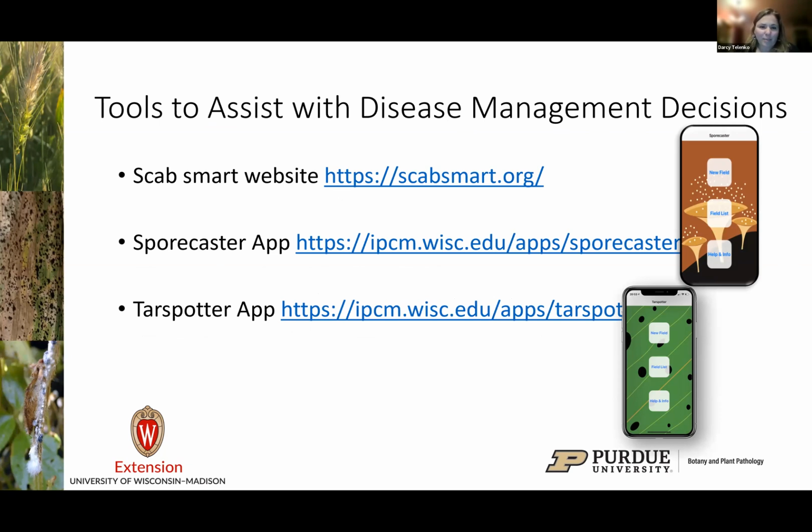So again, that website with the Scab Smart is active right now for monitoring as wheat starts greening up across the country. Damon Sporecaster is available for the white mold, and then you can put into that, I believe, the growth stages as well as whether you're at the high risk. And then we have the Tar Spotter app too as well. And I think, utilize these tools if you have problems on your farm.